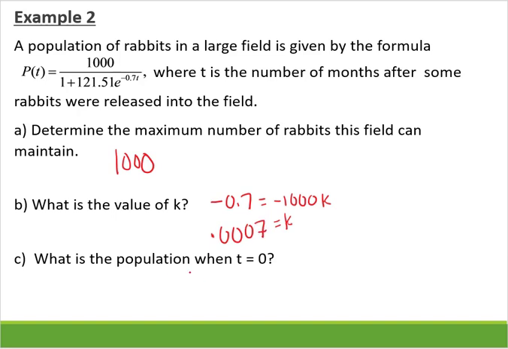Okay. What is the population when T equals 0? That's just plugging in T equals 0. That goes to 1. So I have 1,000 divided by that. I just find that in my calculator. I get 8.163. So that's my initial condition of rabbits.